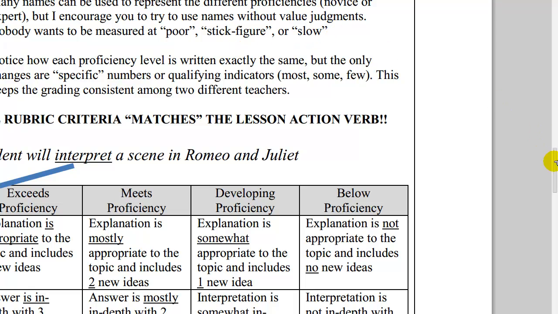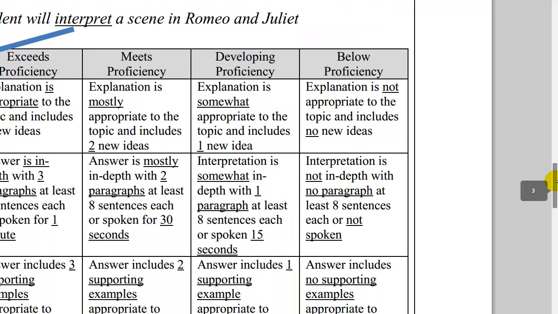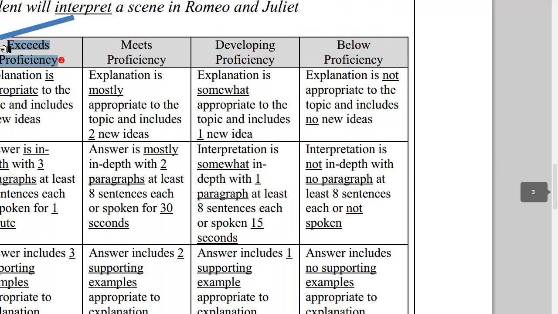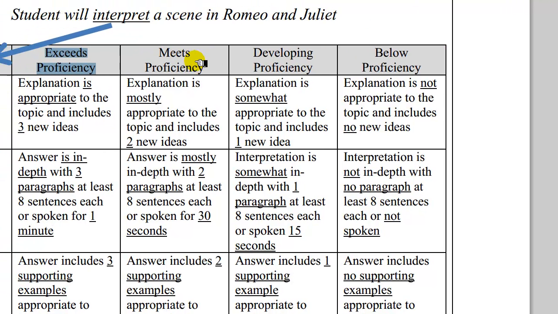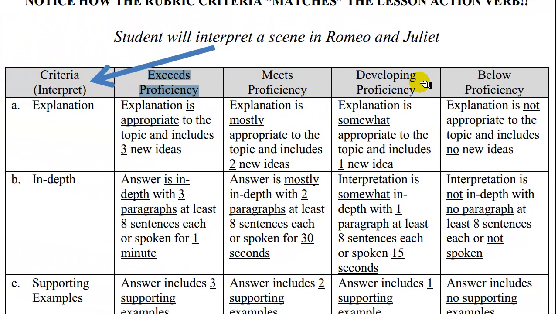When we do one that's not valued, we just say what it is. So here's one that exceeds the proficiency set, meets the proficiency set, developing the proficiency set, and is below this proficiency set. It doesn't mean you're bad or good, it's just where you are at the proficiency. So if we want to interpret a scene, we would want to make sure it matches by having the criteria here. That's what we mean by matching.